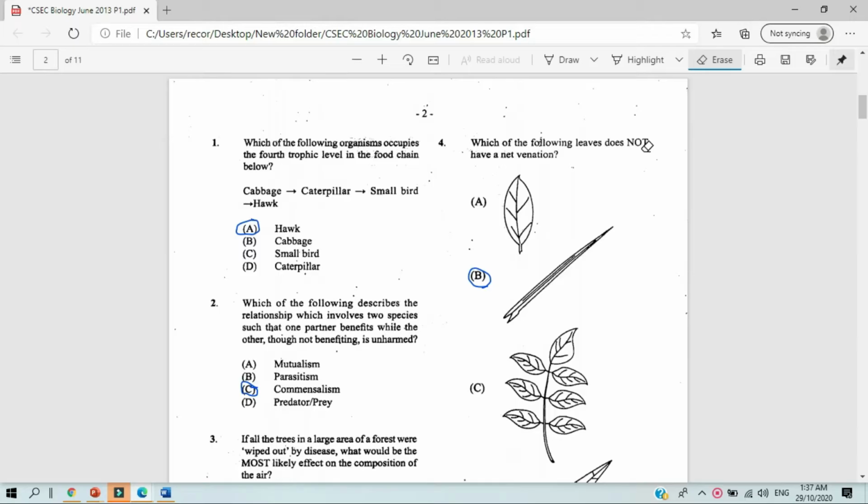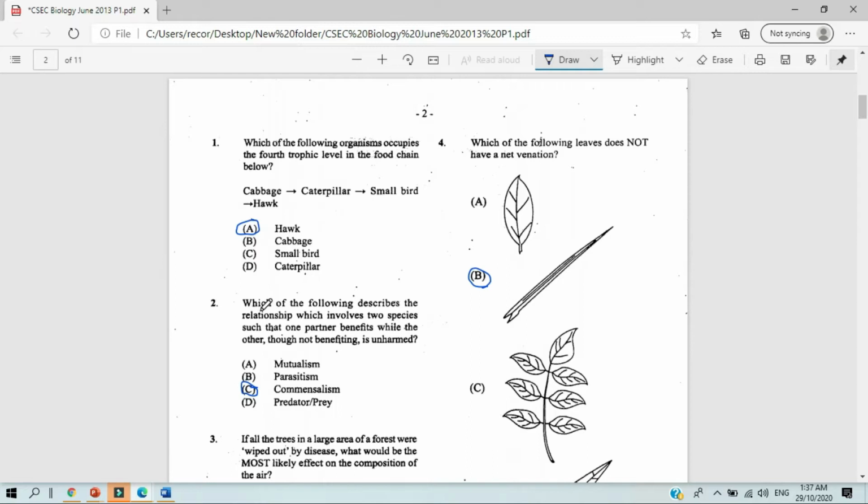So question number 1, which of the following organisms occupies the fourth trophic level in the food chain below? Now, each organism in a food chain represents a trophic level. That makes 1, 2, 3, 4. Hence, the fourth trophic level is going to be the arc, and your answer there is A.